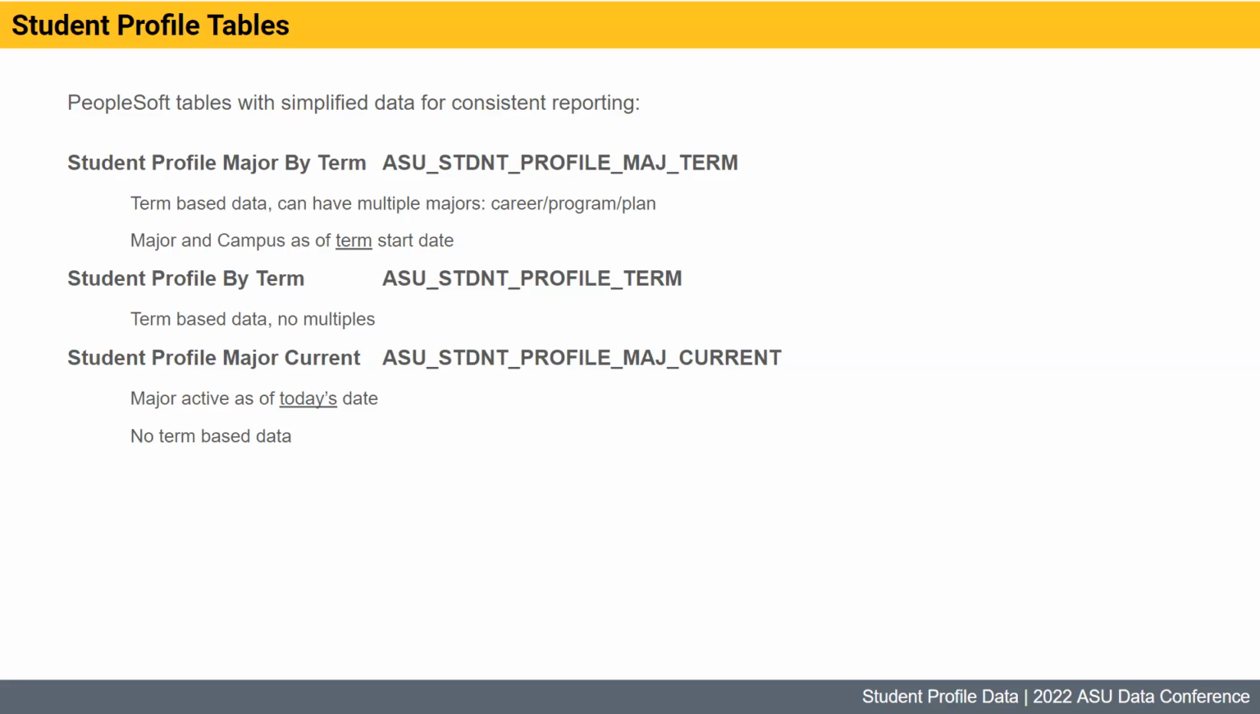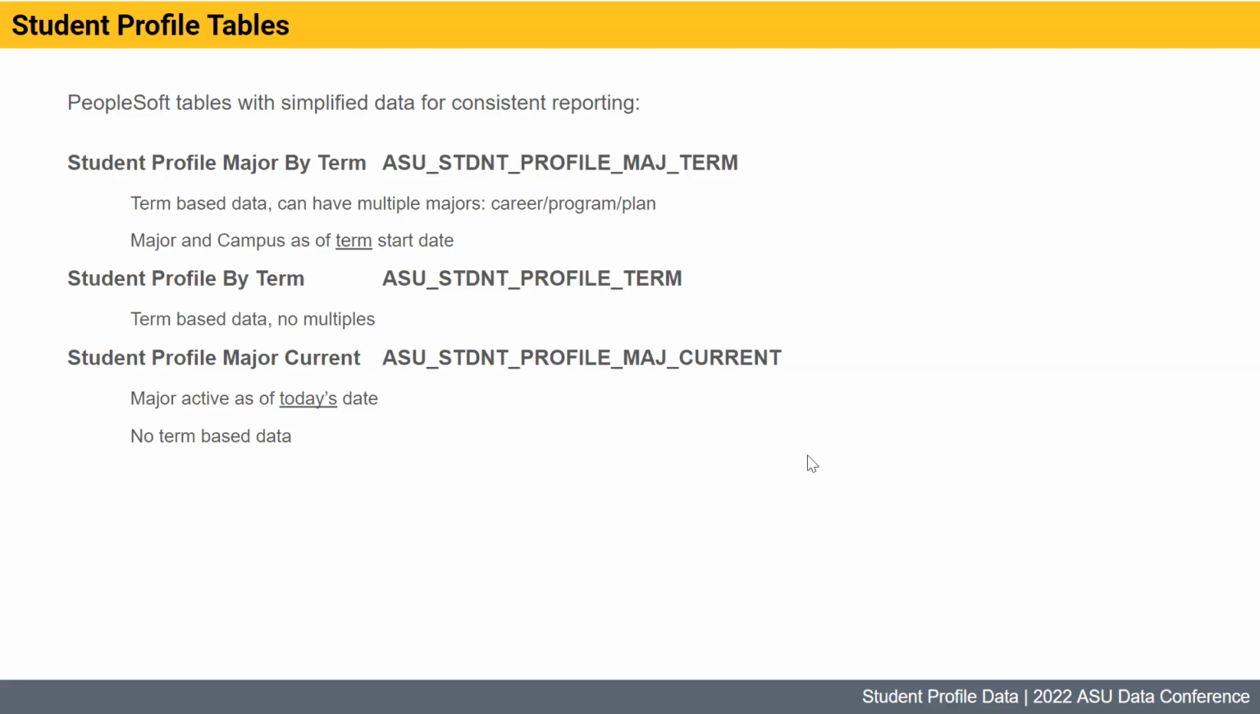The second table is called student profile by term, and that is all the information about a student that is true or not as of that term, regardless of what career program plan the student is in. So if they're in grad and undergrad, it's something about the student that wouldn't change based on any of those things. So an example would be the athlete flag. Either they're an athlete or they're not. It doesn't matter what major you're looking at. That's just an example, but I have more examples. So that is one record per student per term. There are no multiples in that table. And those two tables we often join together all the time on most of our reports.